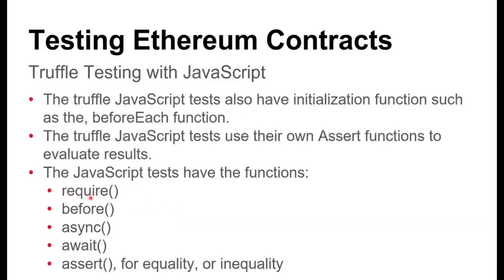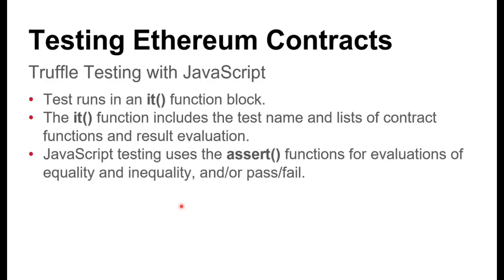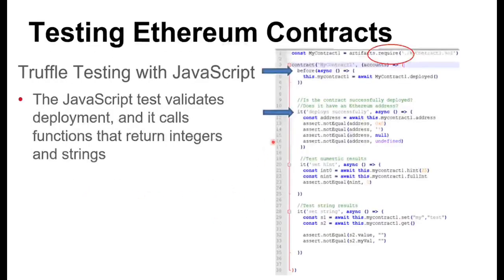And the JavaScript tests require before, async, await, and assert for equality or inequality. The it function block serves as a function where we give a test name and a list of contract functions to evaluate a result. JavaScript testing uses the assert functions to evaluate equality or inequality for pass or fail. Again, we can see here this JavaScript, and we can see the before, the it functions, and the assert not equal.